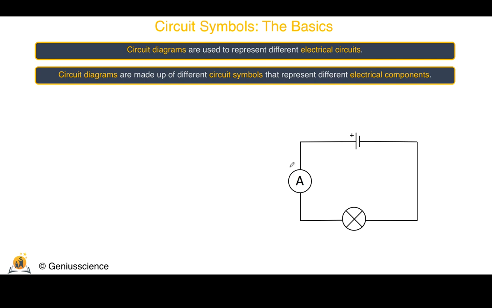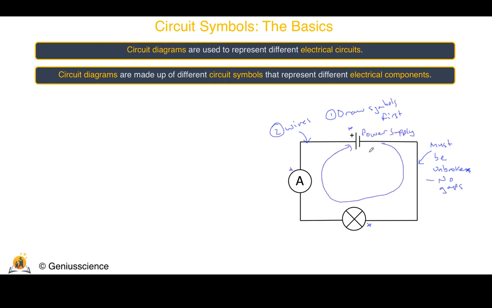When drawing circuit diagrams, remember to draw the circuit symbols first. Then draw the wires. And make sure you do this with a ruler so the lines are straight. The lines must be unbroken, meaning there must be no gaps. And that means no gaps from one side of the power supply all the way around to the other side. Otherwise, current will not be able to flow.